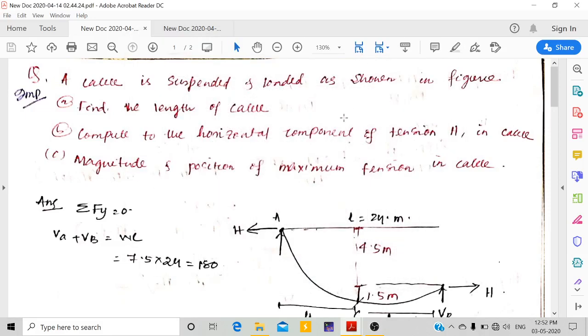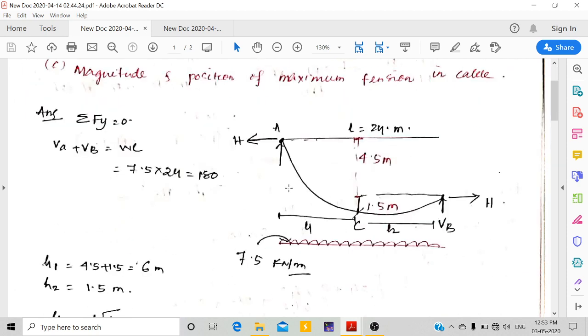Hello everyone and welcome to this channel, and in today's problem we are going to explain cable problems. So here a cable is there where the supports are at different levels, and it is loaded with some UDL.